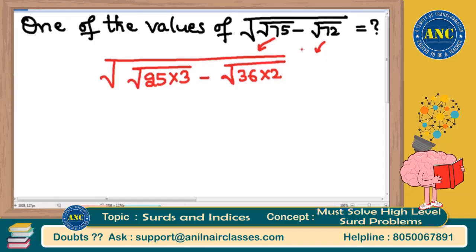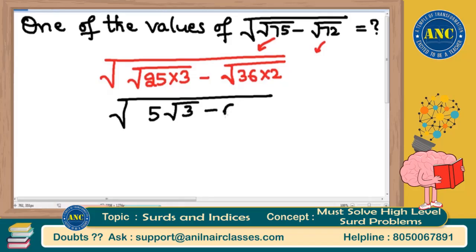So if I simplify further, this becomes square root of 5 root 3 minus square root of 6 root 2, right? This is what I got. Square root of 5 root 3 minus square root of 6 root 2.